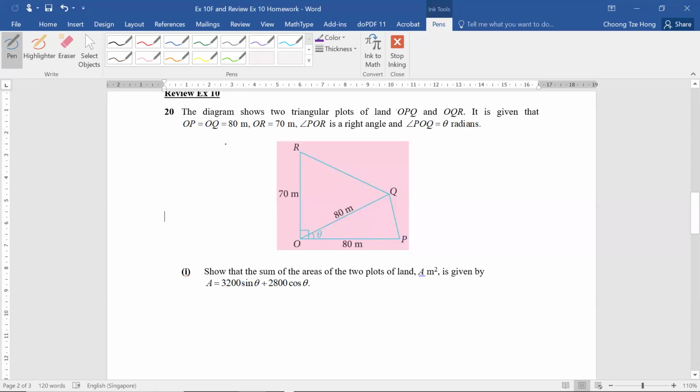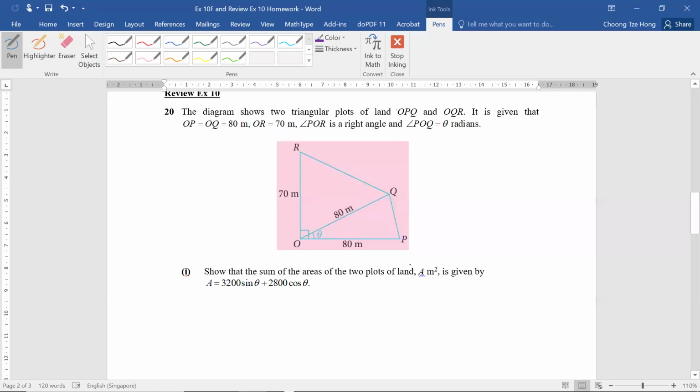So the diagram shows two triangular plots of land, OPQ and OQR. It's given that OP equals OQ equals 80 and OR is 70. Angle POR is a right angle and angle POQ is theta. Show that the sum of the areas of the two plots of land, A meter square, is given by A equals 3200 sine theta plus 2800 cosine theta.